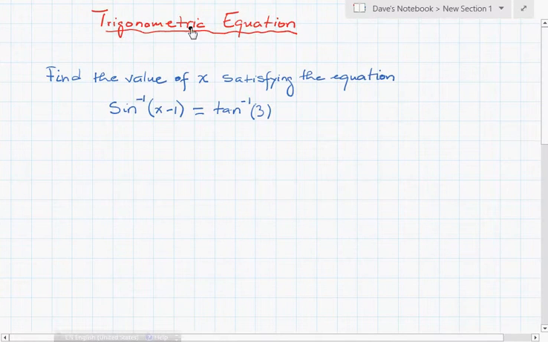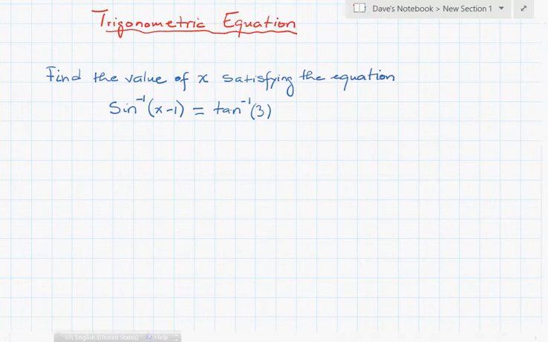Today we're going to talk about trigonometric equations. To do that, we have an exercise where we need to find the value of x satisfying the equation below. And this is our equation: sine to the power of minus 1 of (x minus 1) equals tan to the power of minus 1 of 3.